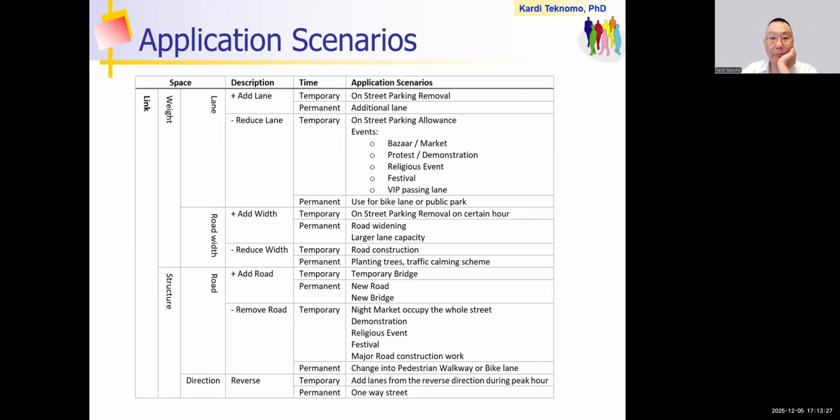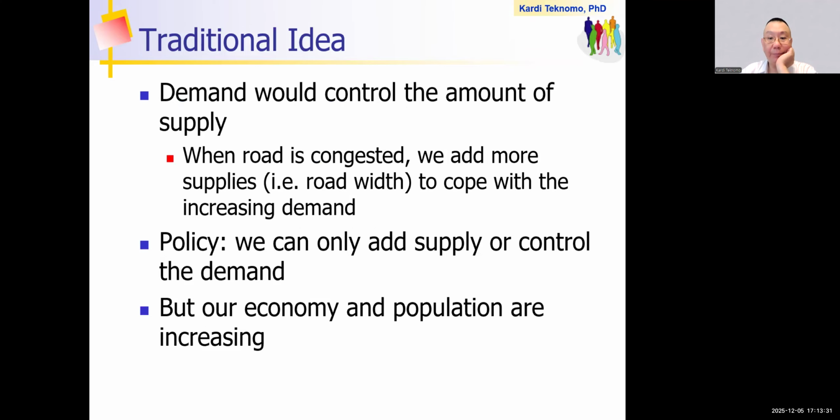Okay, so in the traditional idea, the question is always which one first, right? Chicken or egg. Yeah. Until recently, a traditional transport planner would say that demand would control the amount of supply. This seems to be the most optimum approach. We let certain road links be congested, then we start to add more supply. So, for example, we widen the road to cope with the increasing demand, right? So demand will control the amount of supply.